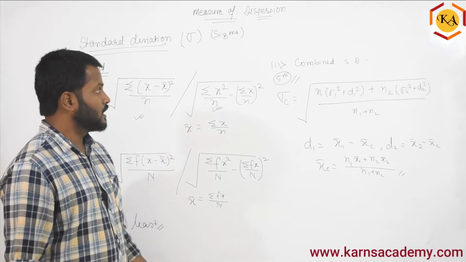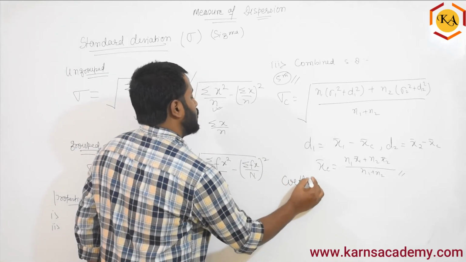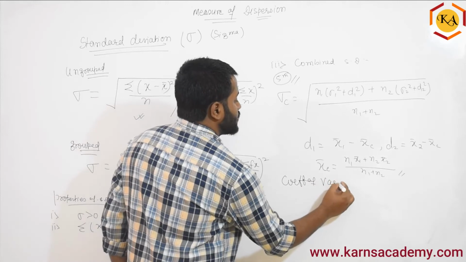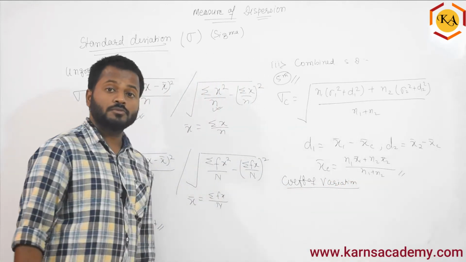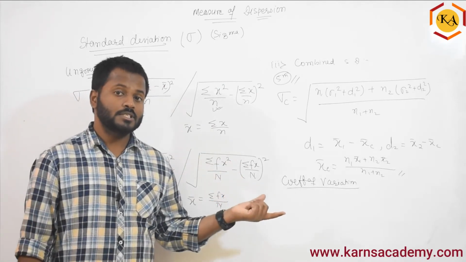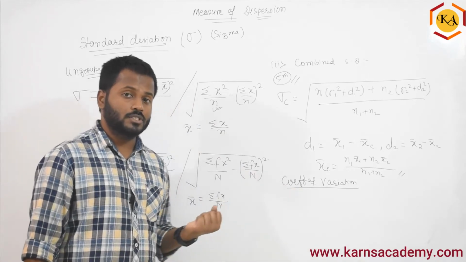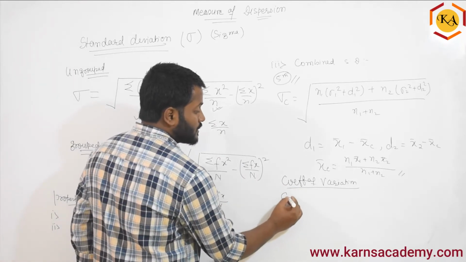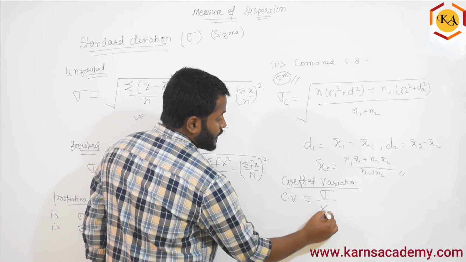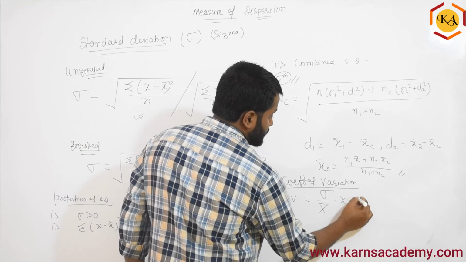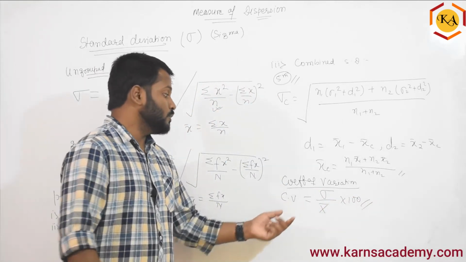Before we move on, I wish to talk about the coefficient of variation. Remember, absolute measure and relative measure. The relative measure of standard deviation is the coefficient of variation, also known as CV, and it is denoted as sigma by x bar into 100. Sigma is the standard deviation, x bar is the mean, into 100.